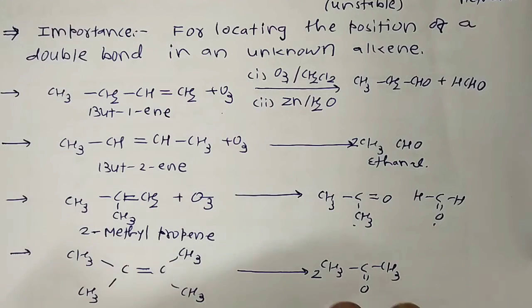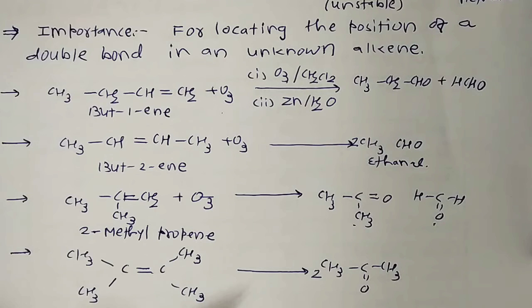In reverse, for example, if I have 2 moles of acetone, we have to remove this oxygen and the other oxygen and join them. So we get the product 2,3-dimethylbut-2-ene. So it's an important method for locating the position of a double bond in an unknown alkene.